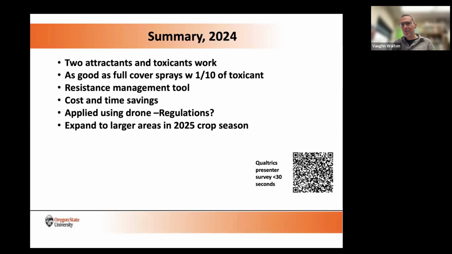One of our concerns is regulations on using drones. We've got quite a few possible regulations that could hamper our ability to use drones like this. That's maybe one of our biggest worries at this stage. And so that's a quick summary of some of the newer work that we've got for this specific insect. If it was very specific, I apologize for that.